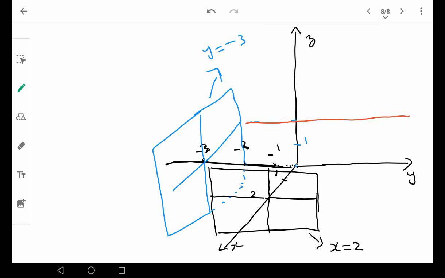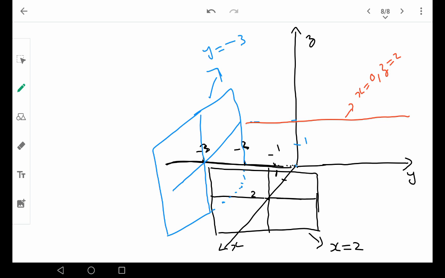So for this line, you see, for every point z equal to 2, then x equal to 0, right? So this is the line x equal to 0, z equal to 2. Y can take any value, right?